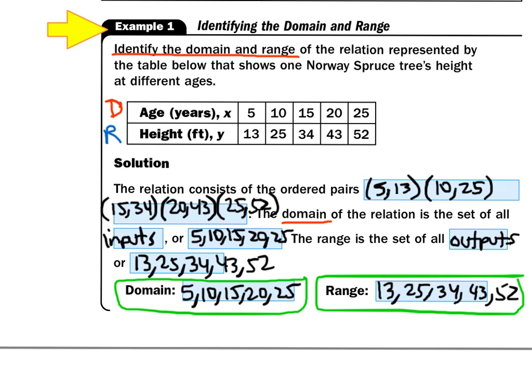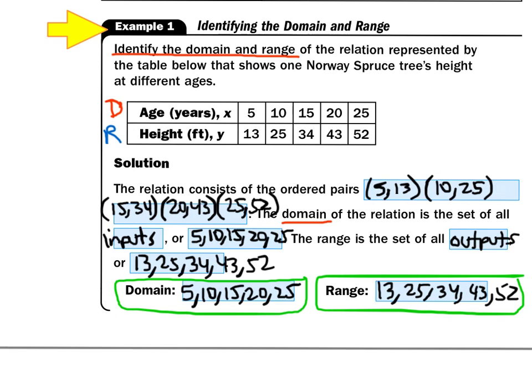They want us to identify the domain and the range of a relation represented by the table below that shows one Norway spruce tree's height at different ages. So notice the first thing they gave us, the ages, the years, that's the x. The first item is always the x. And they said after 5 years, 10 years, 15 years, 20 years, and 25 years. And then they measured the height, and that's the y. So after 5 years, it was 13 feet tall, 10 years, 25 feet tall, and so on.